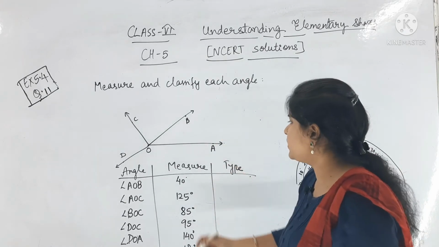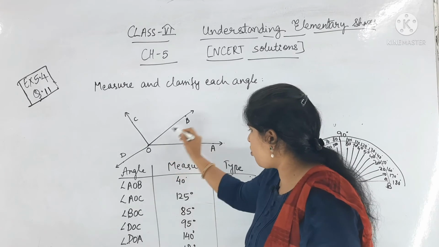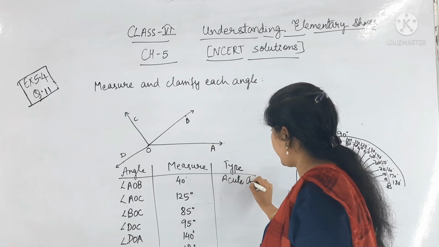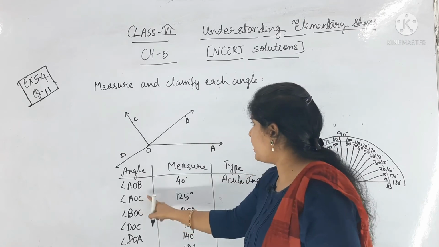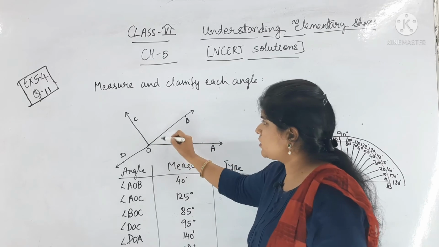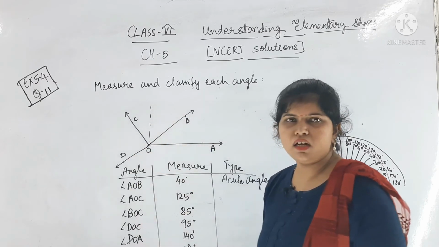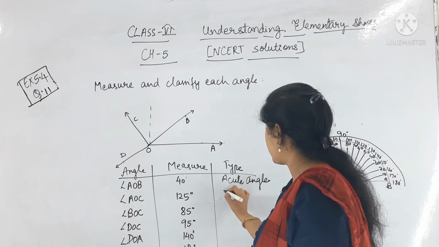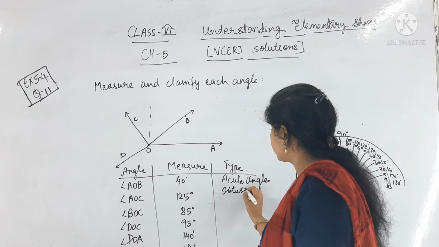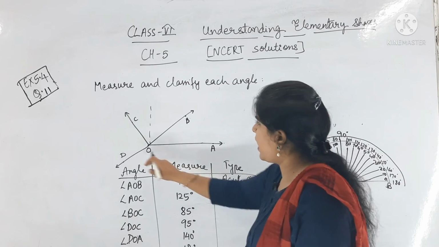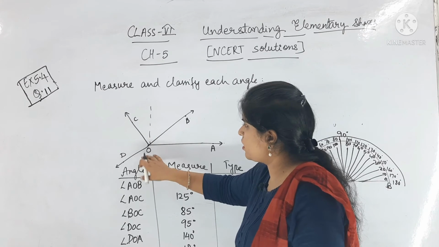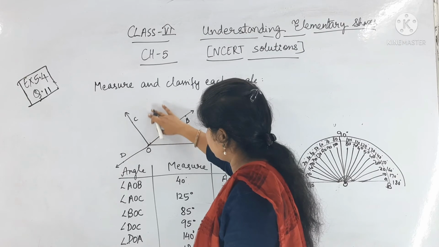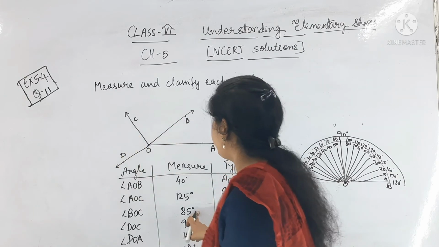Okay, so here you can see angle AOB. This is AOB, so it is 40 degree and acute angle. Okay, angle AOC, you can see here, is greater than 90 degree, so that is 125 degree and it will be an obtuse angle. Angle DOC. Okay, angle DOC is 85 degree.